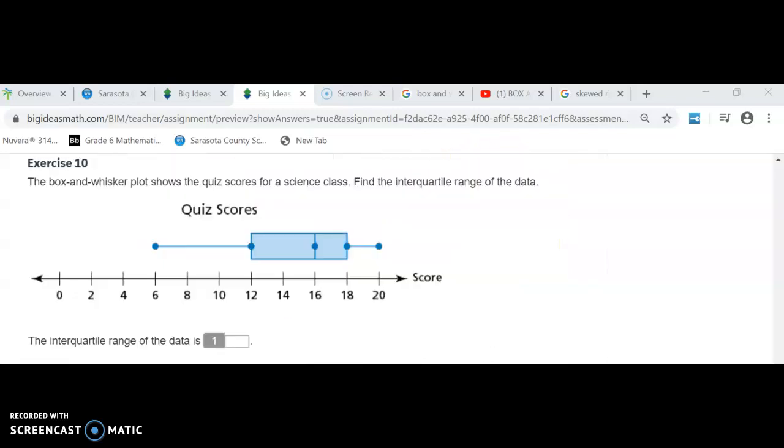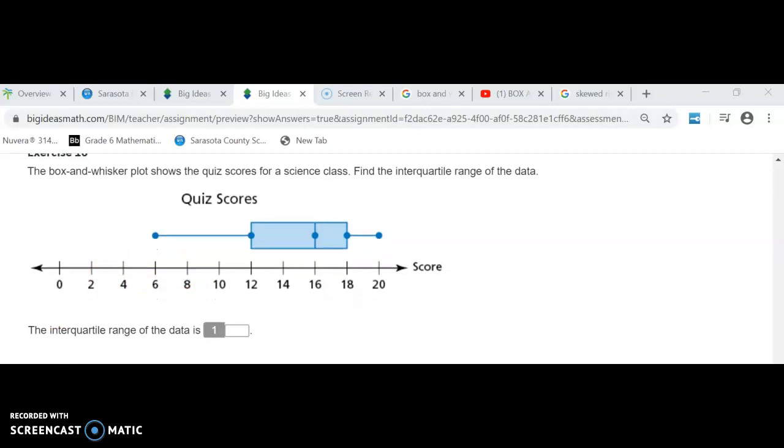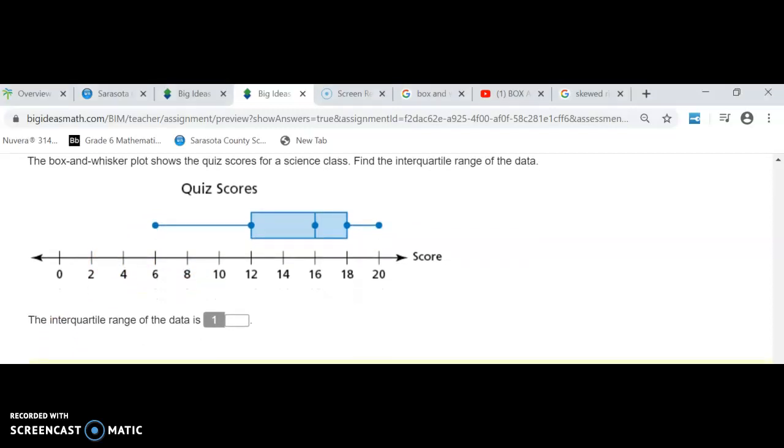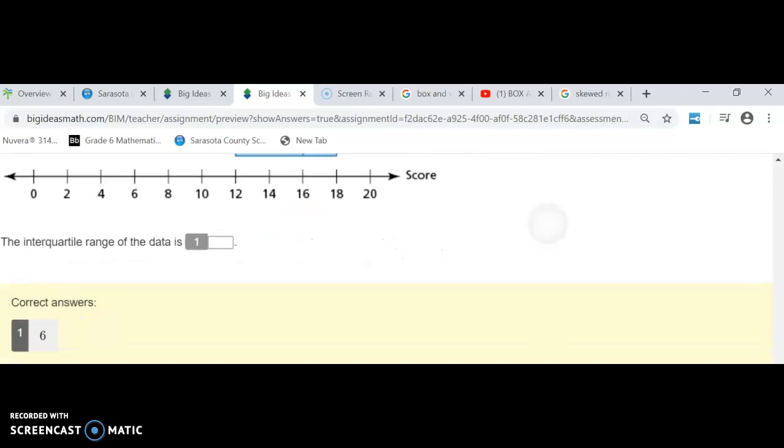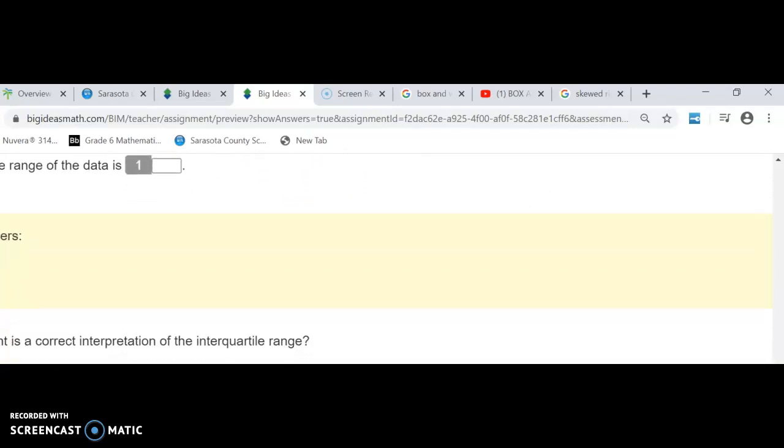Okay, the box and whisker plot shows the quiz scores for science class. Find the interquartile range of the data. So we're looking at the range would be 20 take away 6. Hold on one second. All right, so we're going to take the 12 take away 6, and it's going to be 6. And when we're looking at which statement is a correct interpretation of the interquartile range, the middle half of the student scores varies by no more than 6.